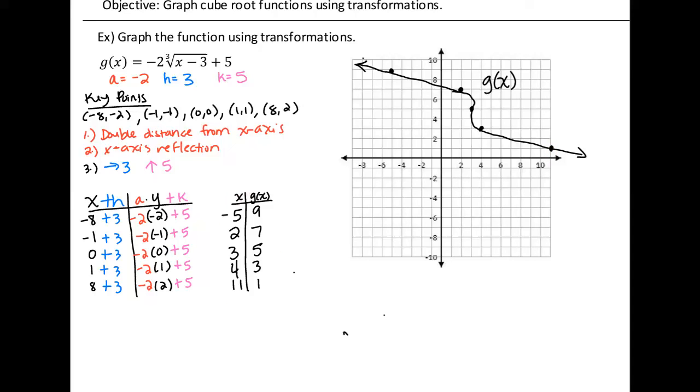So these are the coordinate points for this graph here. So if this is confusing to you guys, doing it with the a's, h's, and k's with the reflections, doubling the distance, moving it left, right, up, down, you can do it mathematically this way. It is more time consuming because you have to do all the tables and the calculations. But if you can do it in your head without drawing the table, then that's the way to do it also.